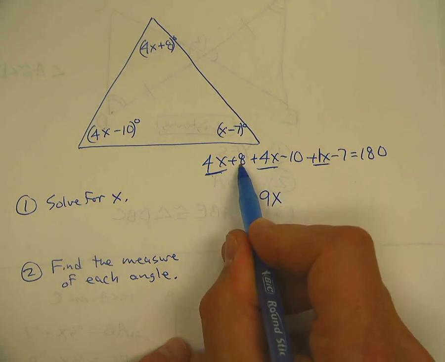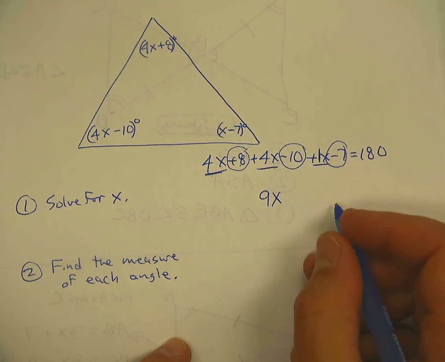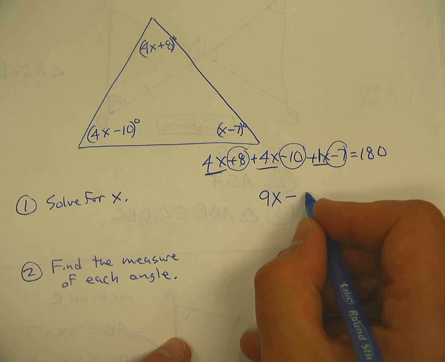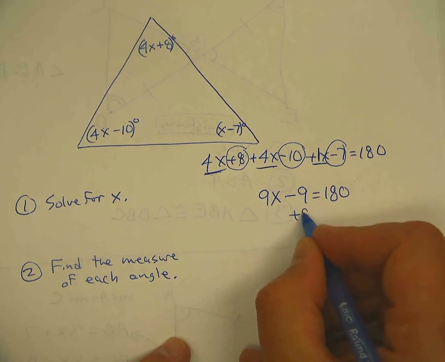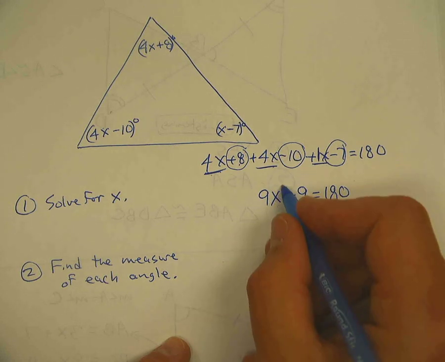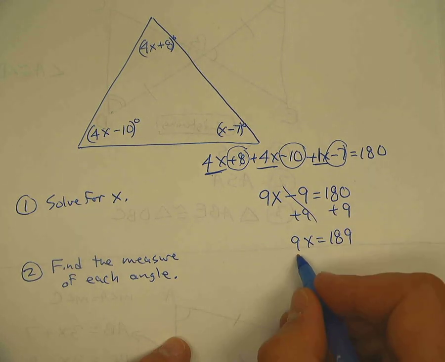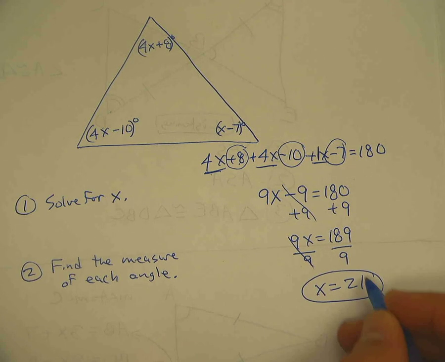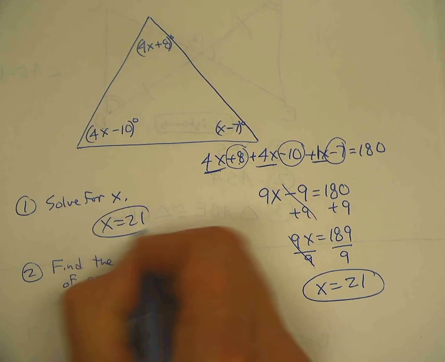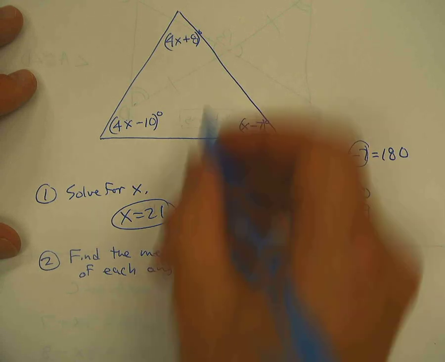Then I have 8 minus 10 minus 7, which is going to give me negative 9. So 9x minus 9 equals 180. Now I add 9 to each side, and I get 9x is equal to 189. To solve for x, I got to divide by 9 on each side. So we get x is equal to 21.